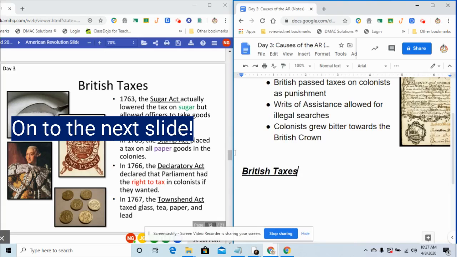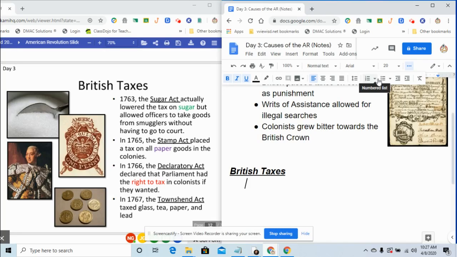Okay, we're going to talk a little bit about British taxes. So we know that we covered several taxes, and you can see them here, and they kind of talk about the different taxes that the colonists had to endure as payback for the French and Indian War. One of the very first ones is going to be in 1763.